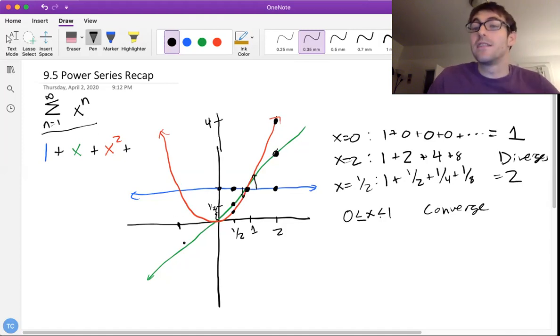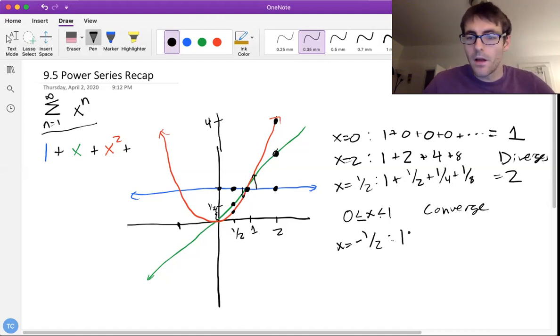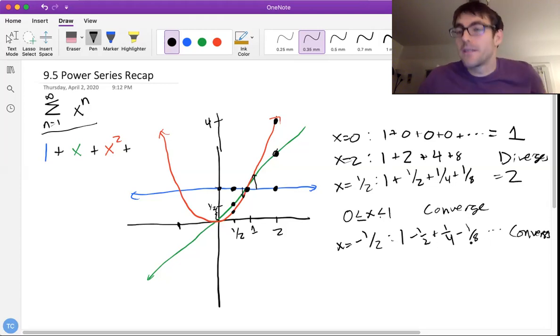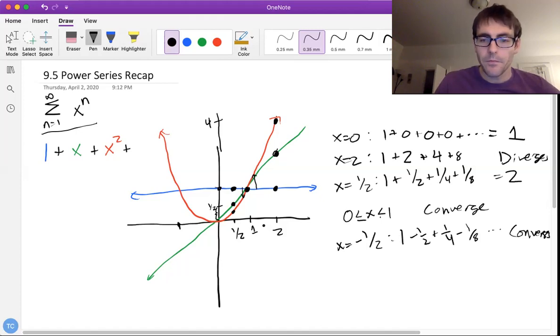these negative values. So if we plugged in x equals -1/2, well, these things are going to be 1 minus 1/2 plus 1/4 minus 1/8, etc. And there's a couple ways of saying why this converges, but this does end up converging. One of them is the alternating series test. That's probably the easiest. The size of the numbers are getting smaller: 1, 1/2, 1/4, etc. And it's alternating signs. Therefore, it converges.